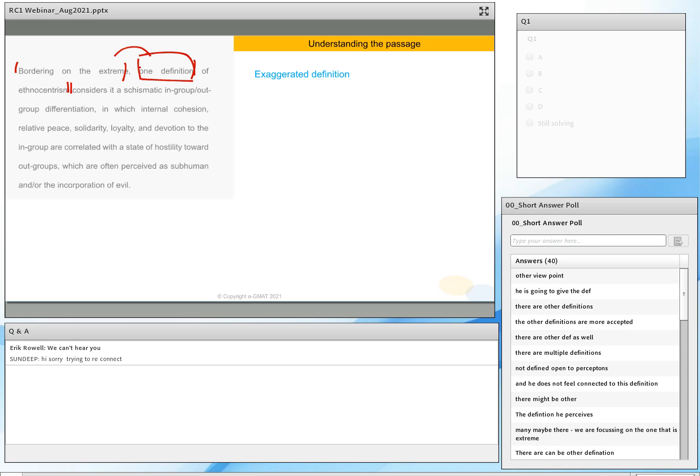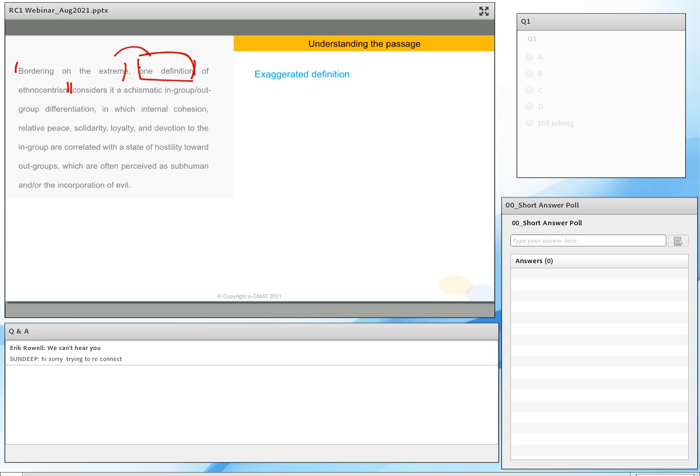He in fact is not really agreeing with it also. So another thing you can definitely say right here is, it's not necessarily the definition the author agrees with. It's just one definition. And as per me, this definition is exaggerated. It's not even a good definition that way. So you can say that the author does not necessarily agree with this definition. Very, very clear. I hope this is clear. It's a very important aspect. Some of you picked the wrong choice only because this was not clear. So bordering on the extreme, exaggerated definition. One definition of EC, probably more than one definition exists, and not necessarily my definition if I'm the author.